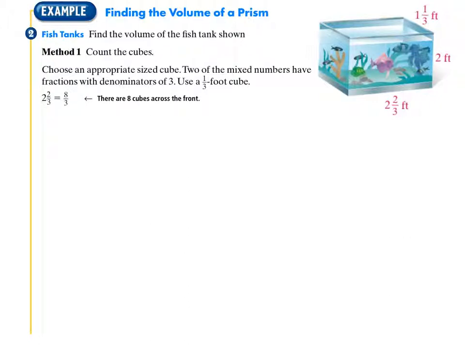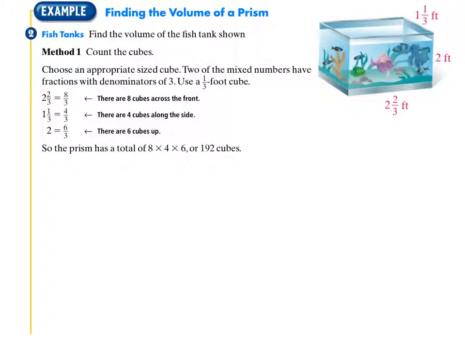So 2 2/3 converts to 8/3, so that means there are 8 cubes across the front. 1 1/3 converts to 4/3, so there are 4 cubes along the side. 2 converts to 6/3, so there are 6 cubes up. So the prism has a total of 8 times 4 times 6 cubes, or 192 cubes.